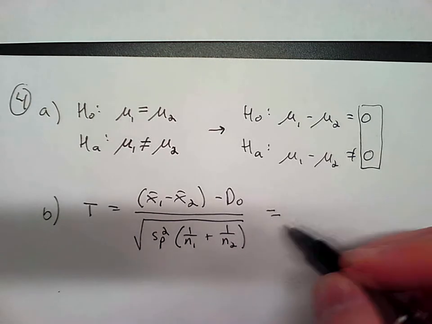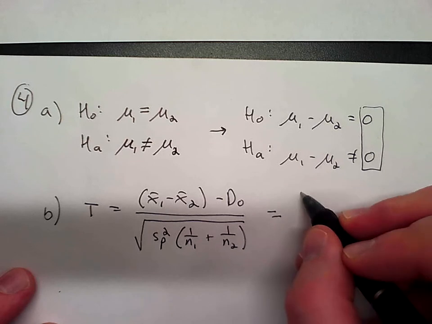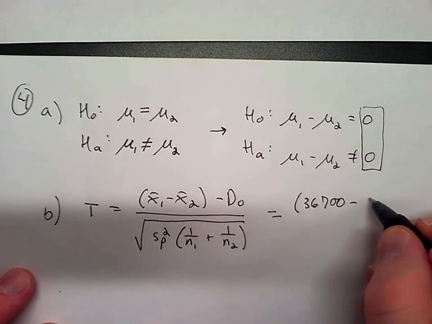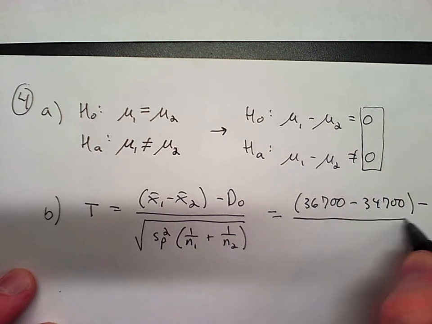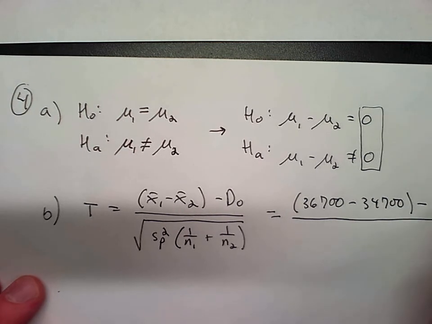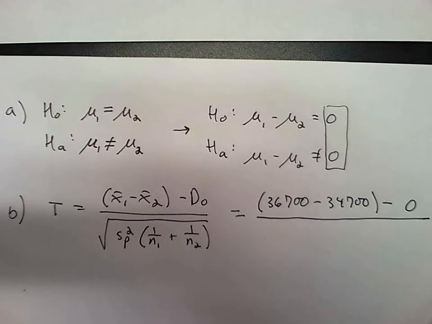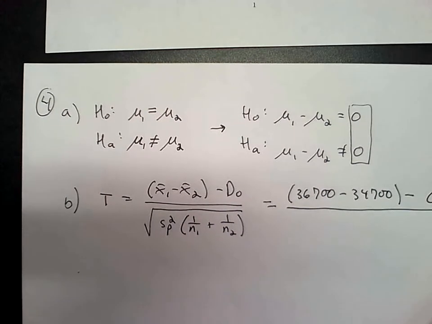All right, let's try to plug in the values that we know. X bar 1 in this problem is equal to what? Okay, 36,700. X bar 2 is? Good, 34,700. And d naught, where do we get d naught from? Our hypothesis. So what's the only number in our hypothesis? 0. Is everybody good that d naught is 0? Everybody good with what I have up here so far?